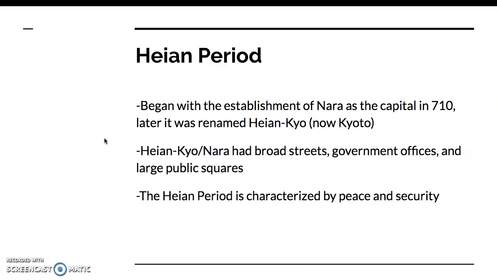The Heian period began with the establishment of Nara as the capital in 710. Later it was renamed Heian Kyo. Now it's known as Kyoto. Nara had broad streets, government offices, and large public squares, and the Heian period is characterized by a period of peace and security.